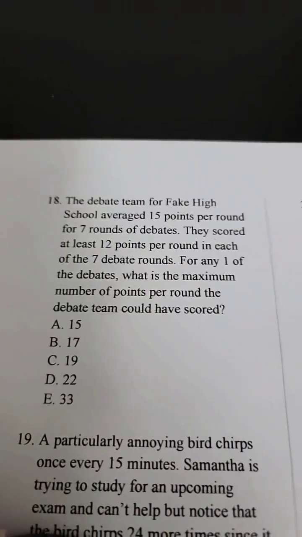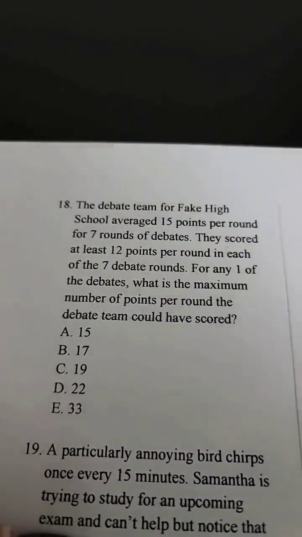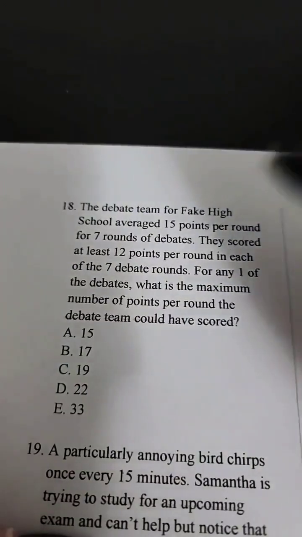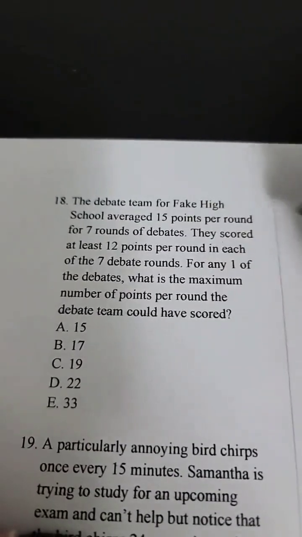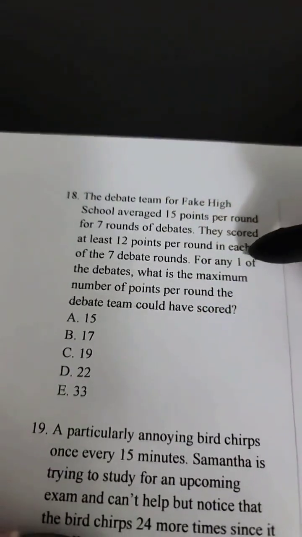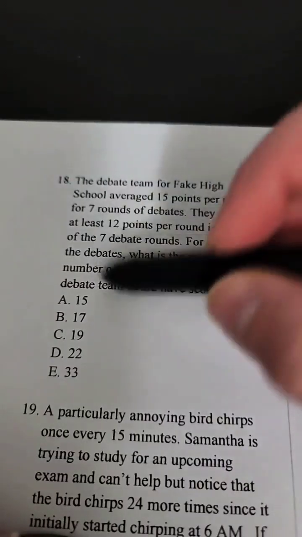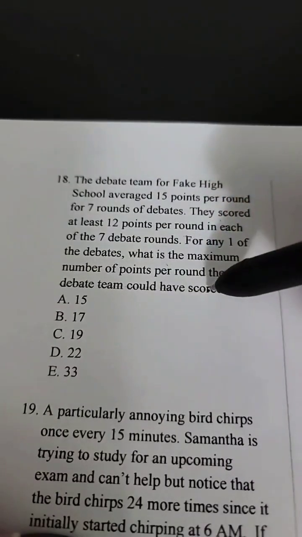So then, let's go to number 18. It says that we have the debate team at Fake High School, averaged 14 points per round for 7 rounds of debates. They scored at least 12 points per round in each of the 7 debate rounds. For any one of the debates, what is the maximum number of points per round the debate team could have scored?